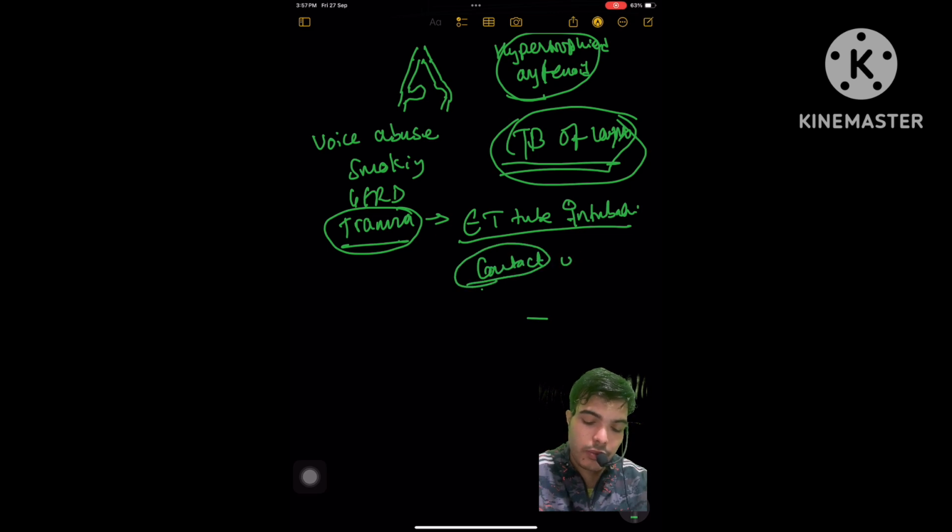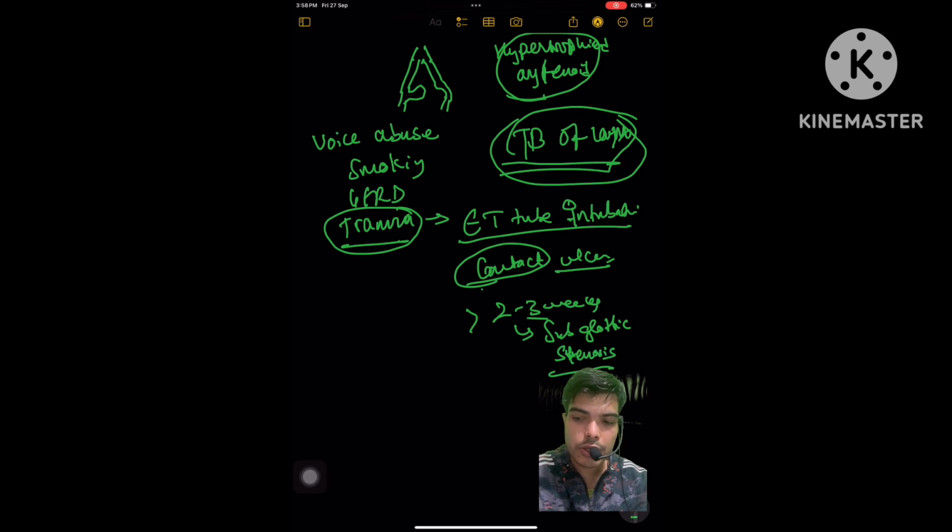But what about ET tube intubation for a prolonged period of time? Prolonged ET intubation, more than 2 to 3 weeks, will lead to something known as subglottic stenosis. Subglottic stenosis is one of the later complications of endotracheal tube intubation. Whereas whenever you go for ET tube intubation, initially there can be trauma to the posterior aspect of the vocal cord, and it can result in arytenoid hypertrophy. And that is known as pachydermal laryngitis.